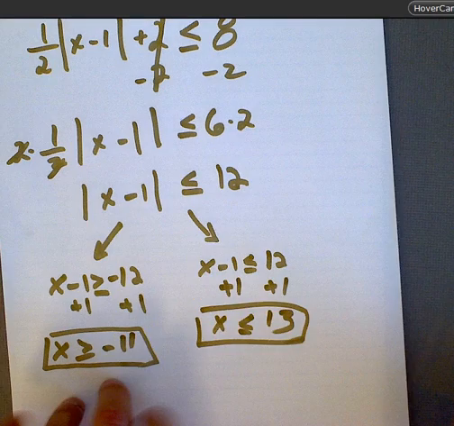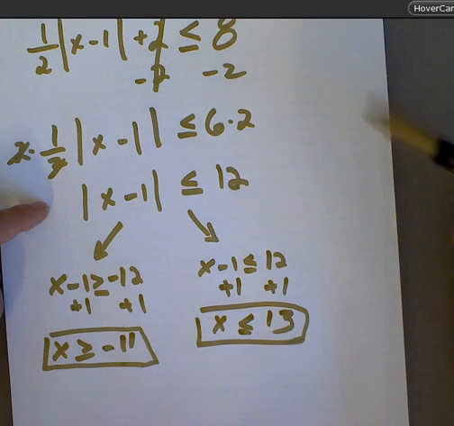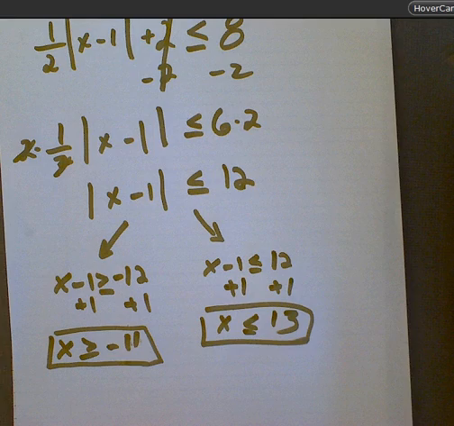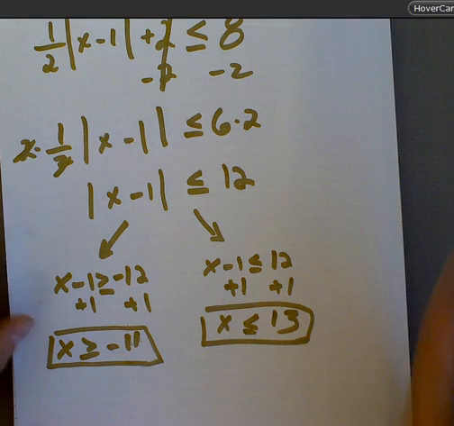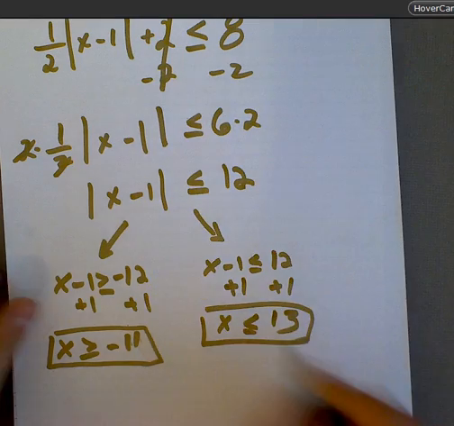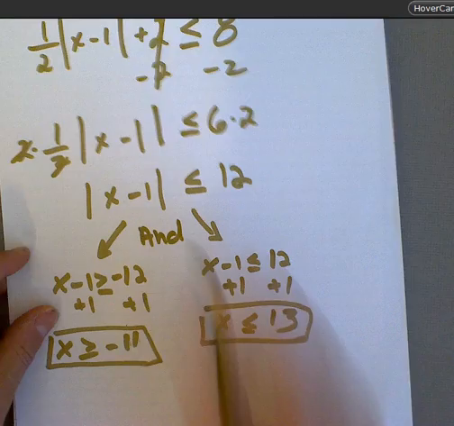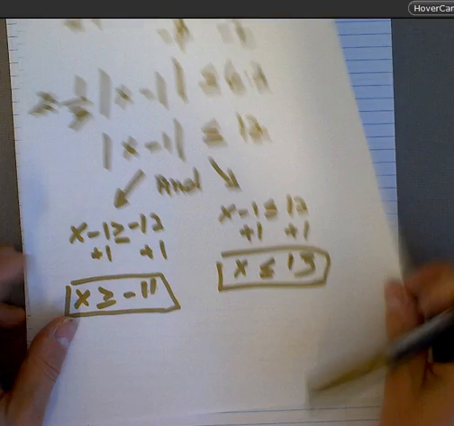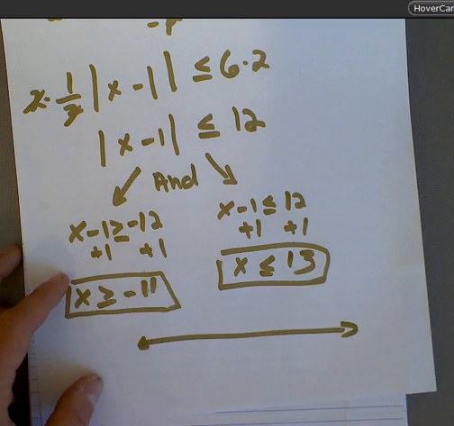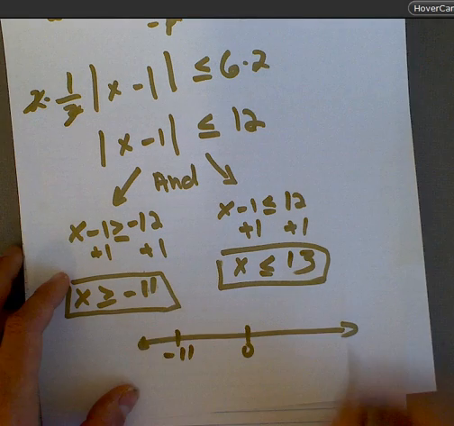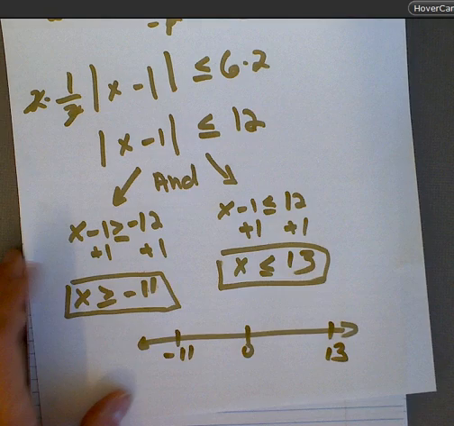And then looking back at where we isolated the absolute value, since it said less than or equal to, this is going to be an "and" inequality. So if we wanted to graph it on the number line, let's say this is 0, we'll make negative 11 over here, positive 13 over here.